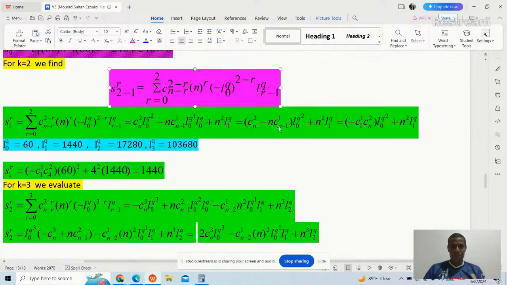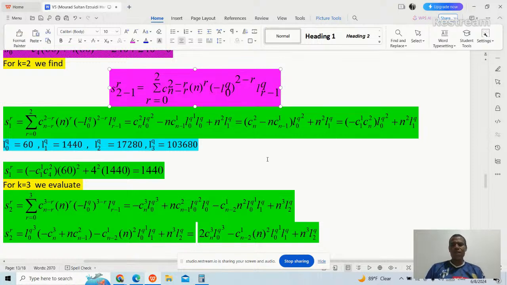This value, learners, that is written inside the parentheses is equal to negative combination n choose 2 times L0 for the q plus n squared L1. This one is the generalized formula when k equals 2. For any polynomial, you should pass through this pathway. And this has been derived from the discriminant formula of Mourad. Just replacing k with 2, you will get its own value.